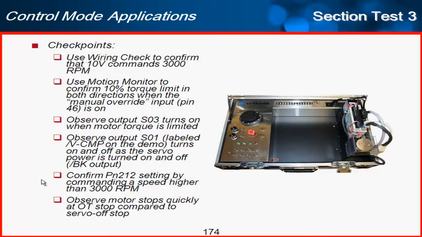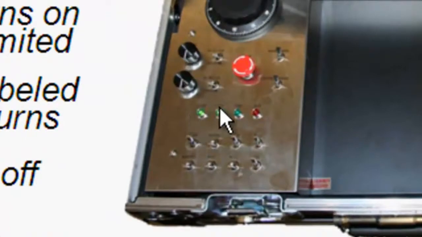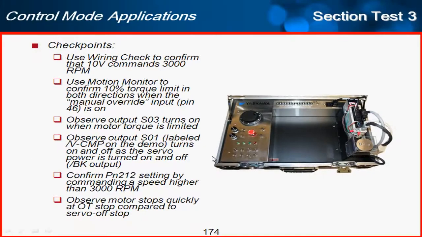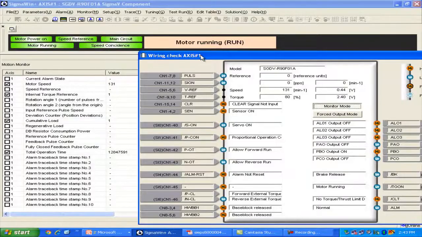The next one down here is to observe output SO1, which on our demo here is labeled V comp, velocity compare. We're not using it as a velocity compare, we're using it as the brake output. And so the brake should release and that output should turn on when the servo is off. And when I turn the servo on, now the servo has control of the motor and the brake should be released. So we can use the wiring check again.